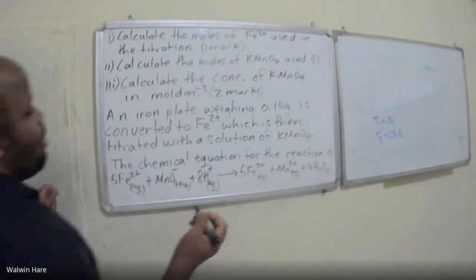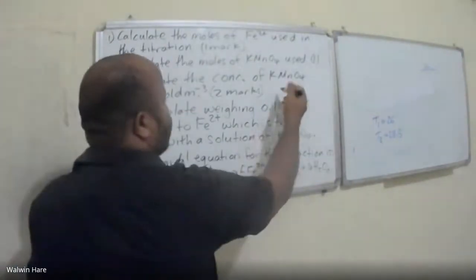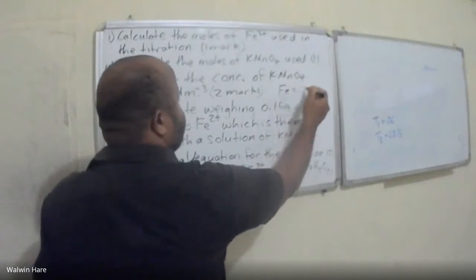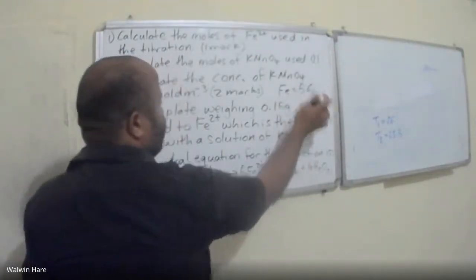The molar mass for iron is 56. So you will need that.